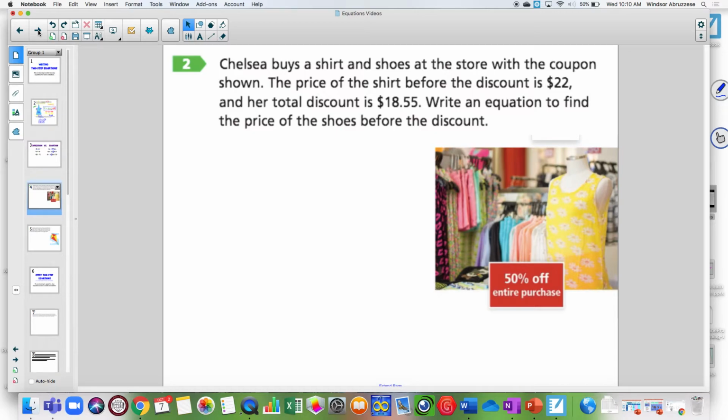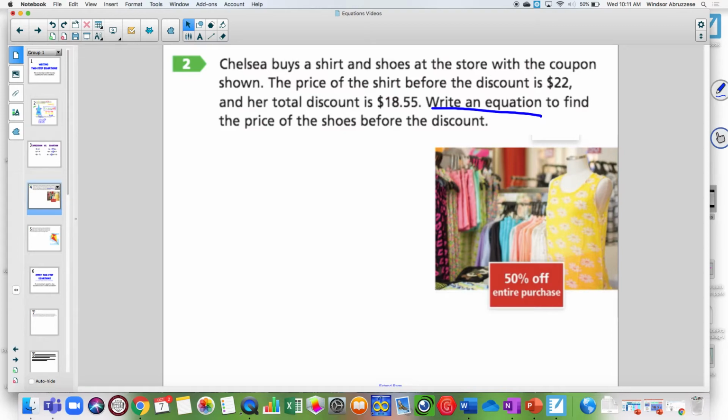Example number 2. Chelsea buys a shirt and shoes at the store with the coupon shown. Okay, we'll get to the coupon in a second. Let's do that read through first. The price of the shirt before the discount is $22, and her total discount is $18.55. Write an equation to find the price of the shoes before the discount. Okay, so do that full read through, and now let's go through and see what we know.